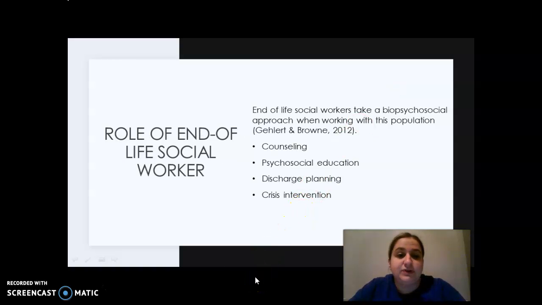So the role of the end-of-life social worker is very unique. The social worker has a variety of tasks that they perform throughout the day. End-of-life social workers take a biopsychosocial approach when working with this population. Some social workers provide counseling, psychosocial education, crisis intervention, discharge planning, whether it be helping a patient go home with home hospice, making sure they have the correct equipment at home, making sure they have a visiting nurse coming, or sometimes discharge planning just involves getting them to an inpatient hospice unit. So the end-of-life social worker performs a variety of tasks throughout the day.